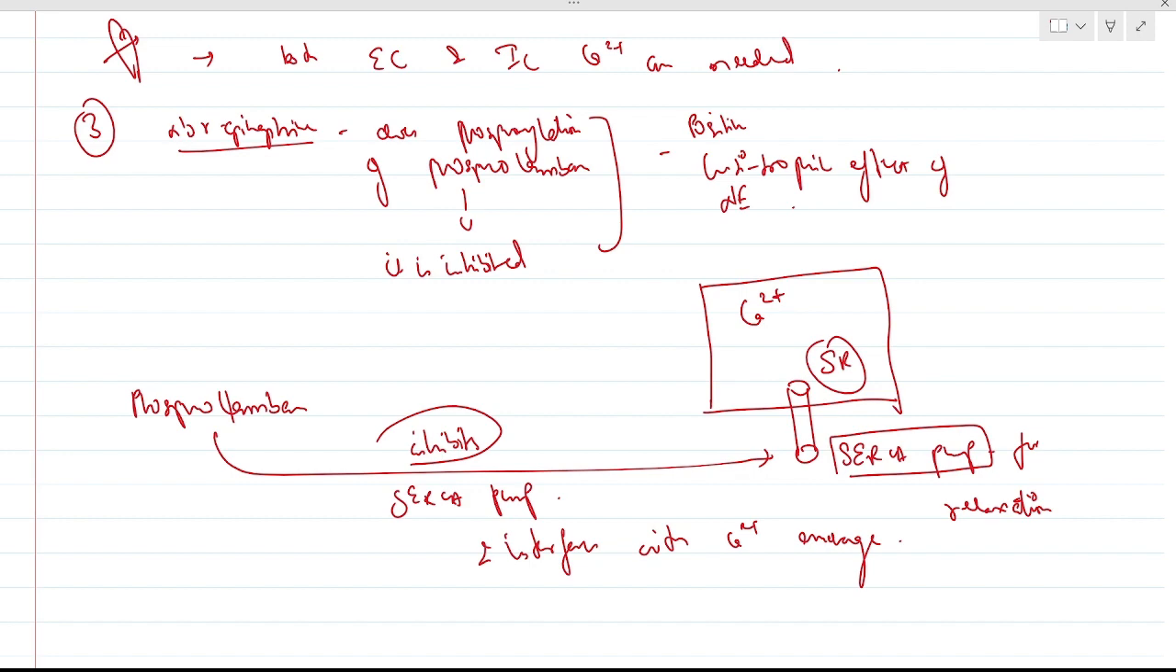So norepinephrine does what? Phosphorylation of phospholamban. Phospholamban was inhibiting the SERCA pump. So in turn the phospholamban is inhibited and calcium exchange occurs normally. Positive lusitropic effect of norepinephrine. Remember norepinephrine.